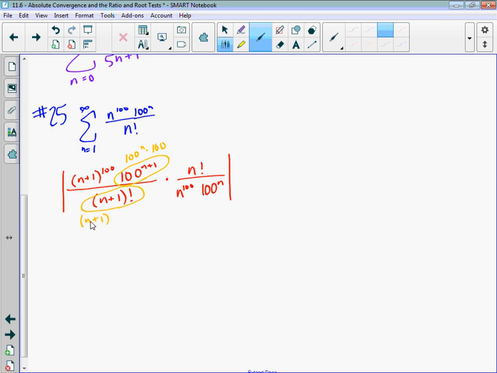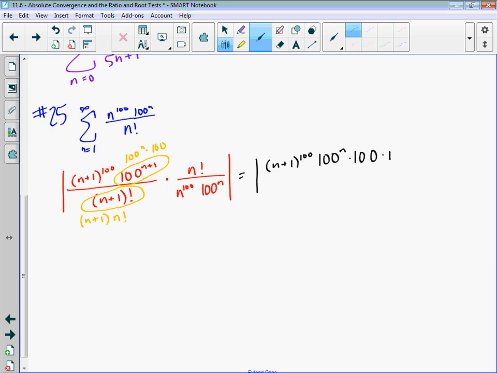Now this one here is your first term, and then you go down one, so it's n plus 1 times n factorial. That's what I'm going to write over here. And I'm going to keep the absolute values. I don't know that I need them, but it's not really what I'm doing at the moment. I'm just trying to get stuff to cancel.